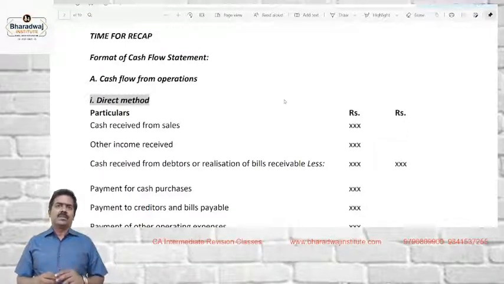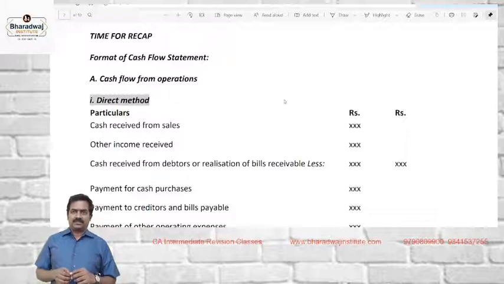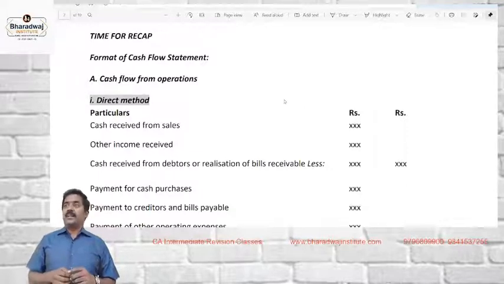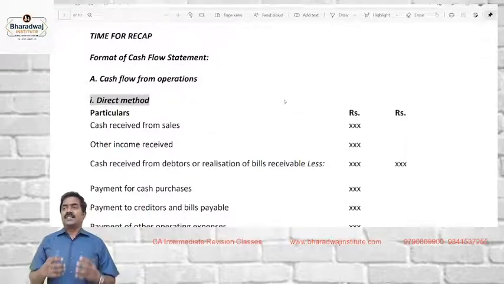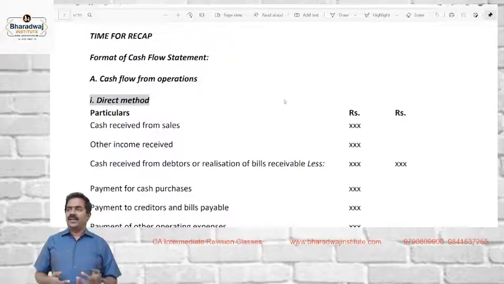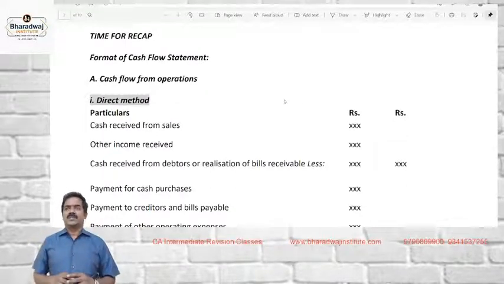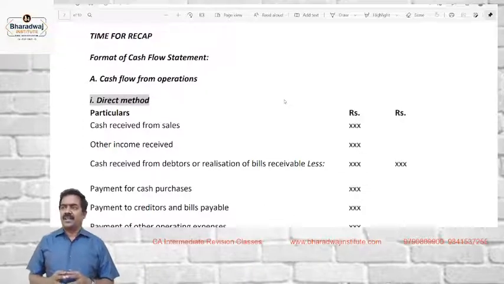Then, if you are a banker, what about interest paid by the banker? For the banker, what is their main business? Borrowing and lending. So interest received and interest paid, for a banker, will become operating activity. For a non-banking business, interest paid is taken as financing activity.